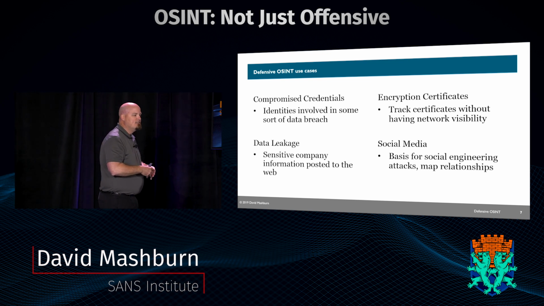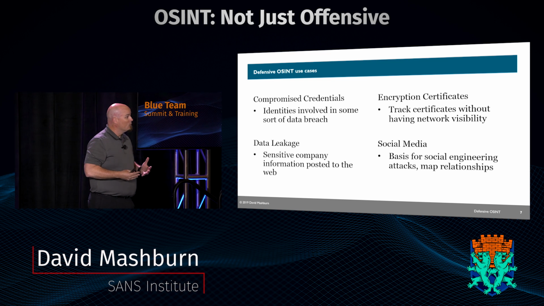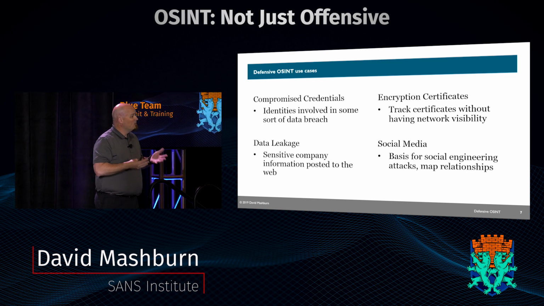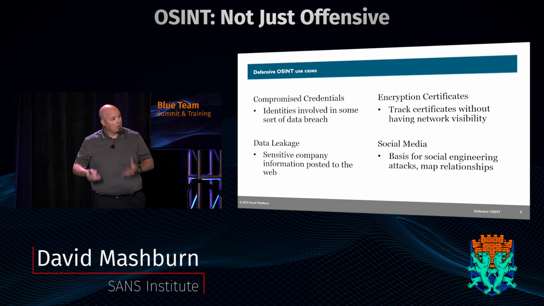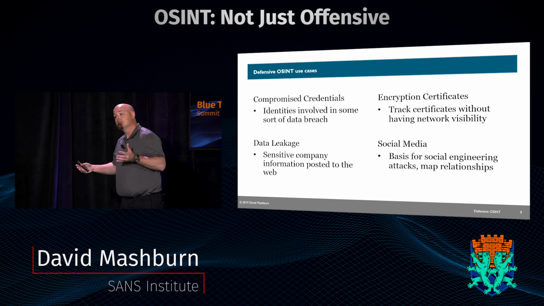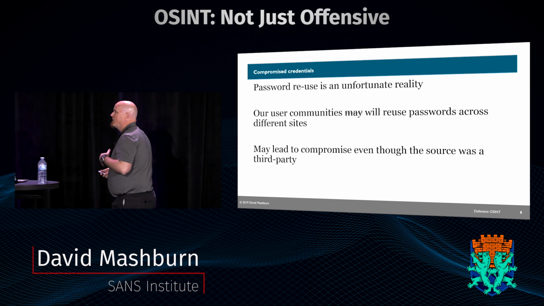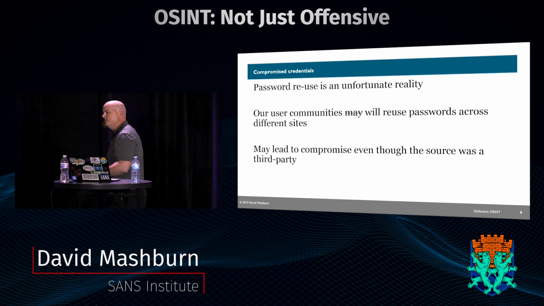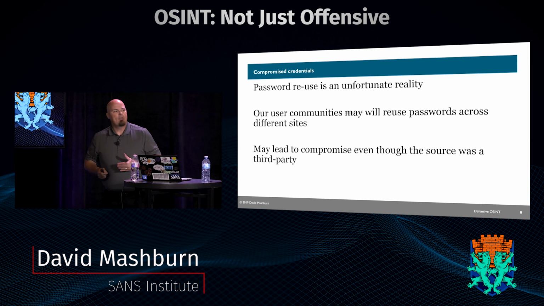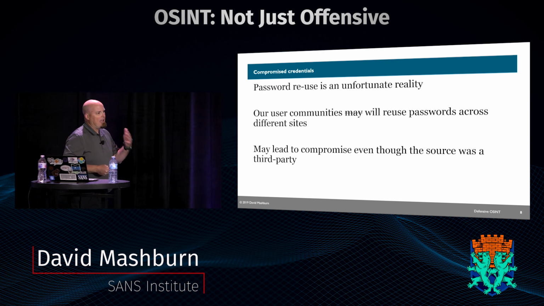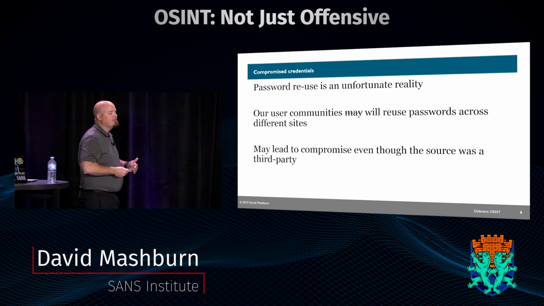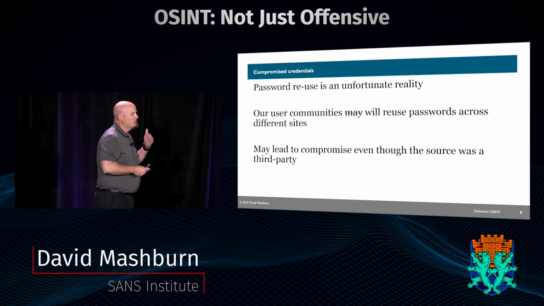So we have a lot of different use cases here that are applicable to our operations that don't cleanly fall into our normal logging process. So how can we get this data into our process? We'll start with our big challenge, which is compromised credentials. And we know that password reuse happens. Right? It's not if, it is very much when.